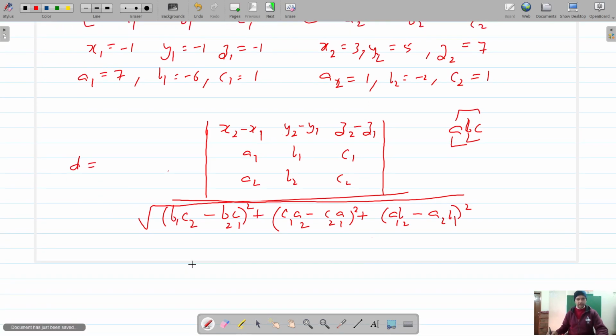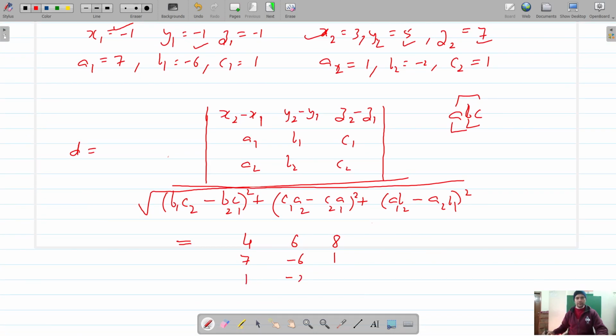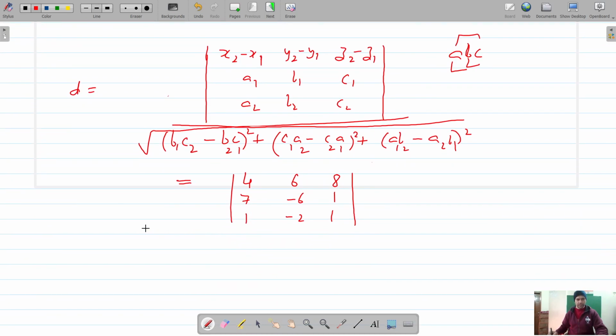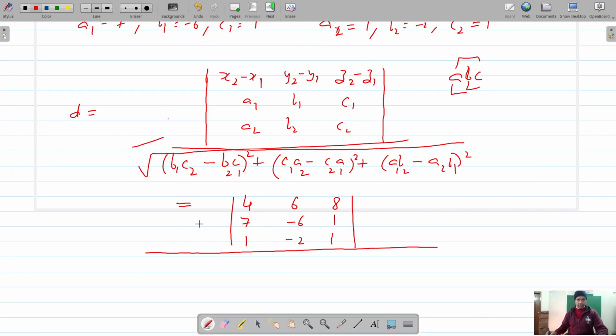If I put in the values, x2 minus x1 is 3 minus of minus 1, which is 4, y2 minus y1 is 5 minus of minus 1, which is 6, and z2 minus z1 is 7 minus of minus 1, which is 8. Then a1 b1 c1 is 7, minus 6, 1, and a2 b2 c2 is 1, minus 2, 1. So we have to find the determinant for this.